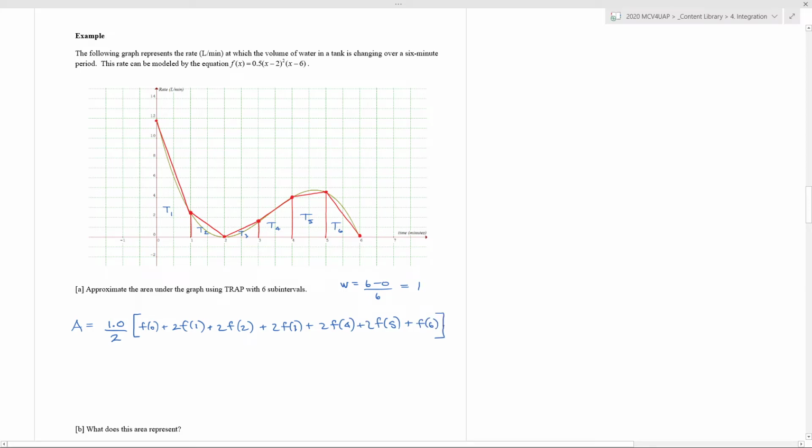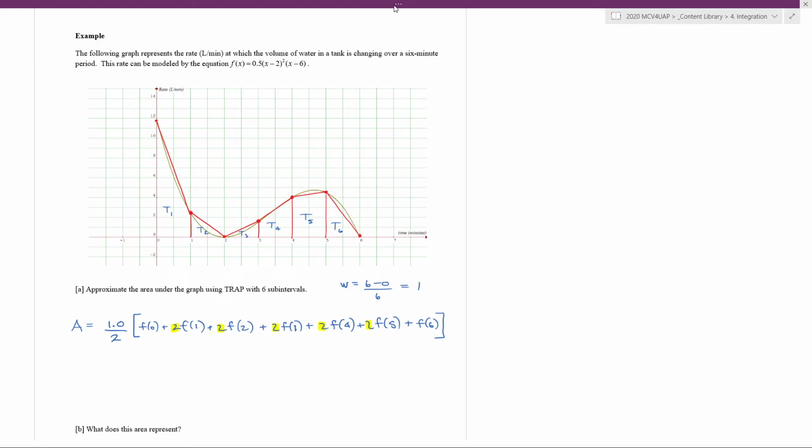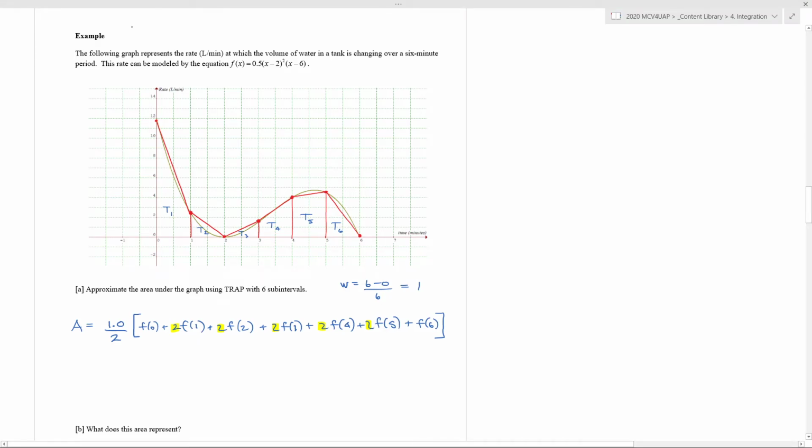Okay, so I'm taking a shortcut here. Notice all the inside partitions are multiplied by 2. It's just the first and last one that are singular. And then I just have to plug this into my calculator.